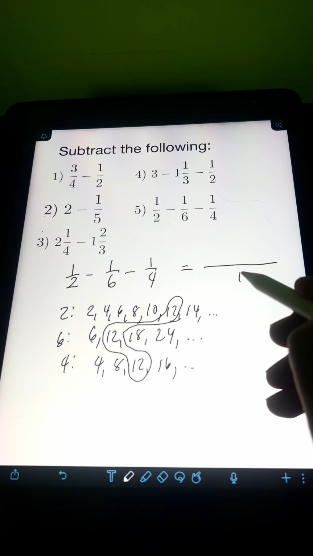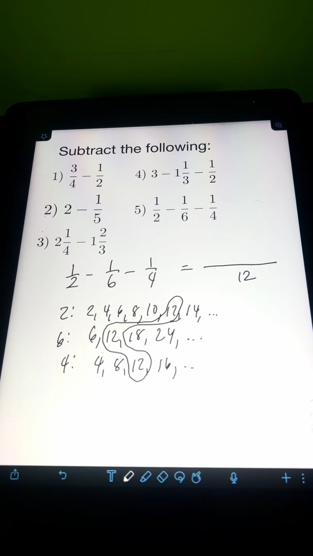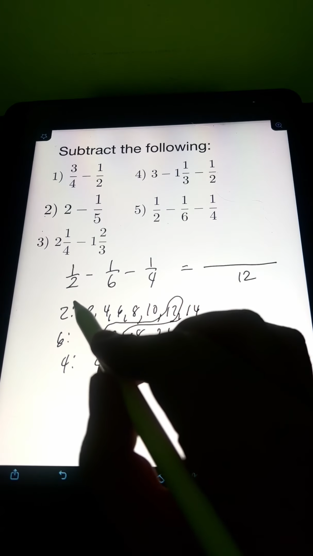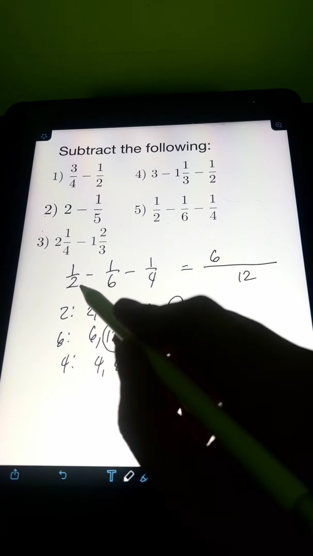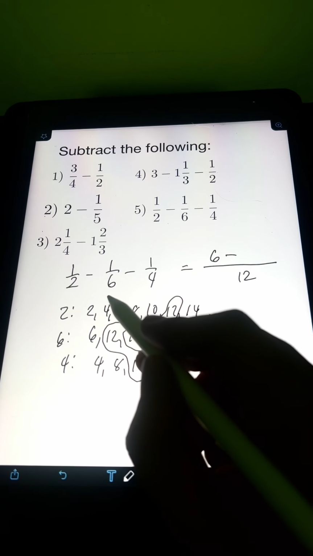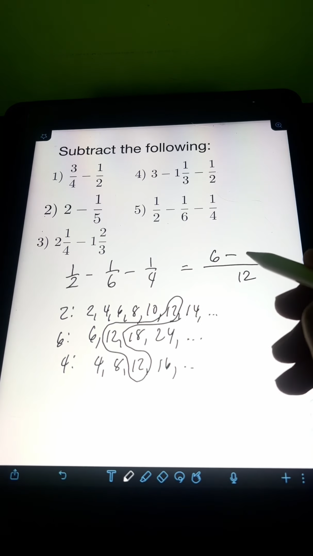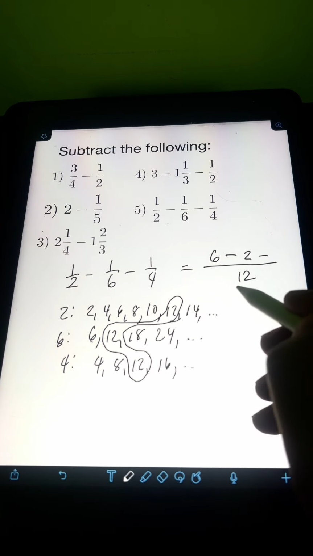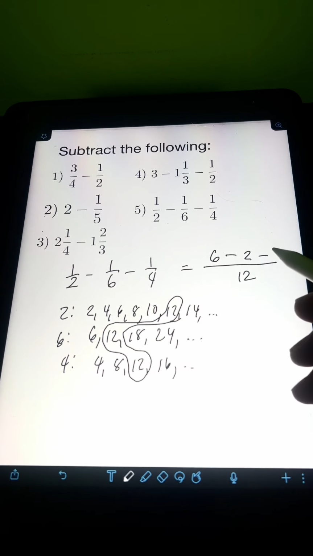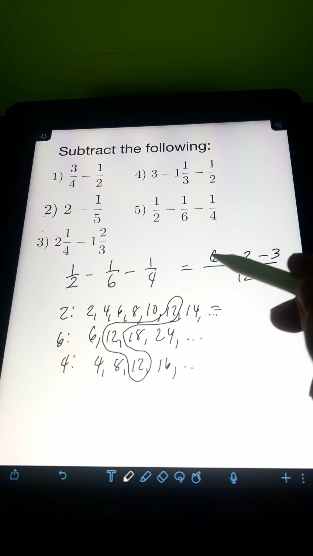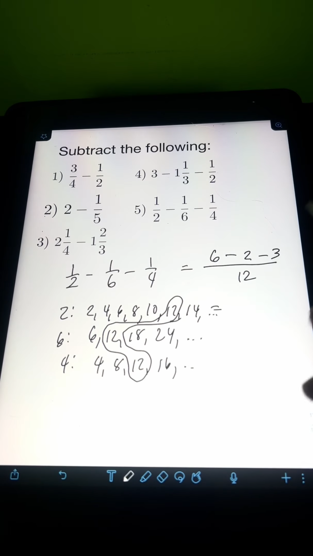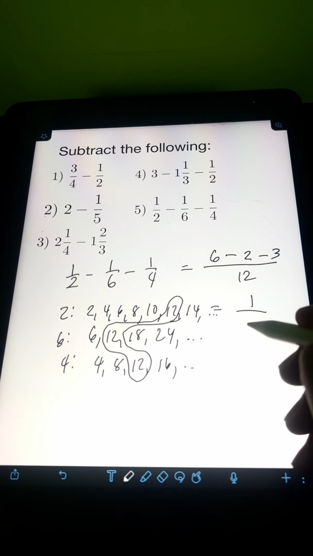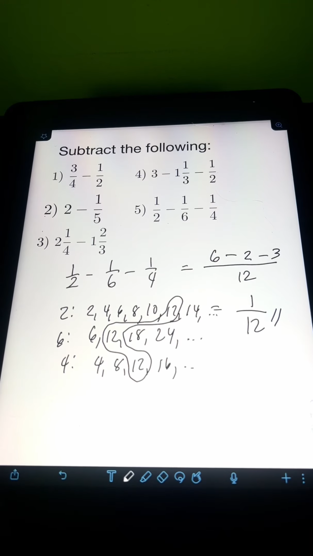So write the new denominator as 12. Then do the same process. 12 divided by 2, it's 6 times 1, 6. Minus 12 divided by 6, it's 2 times 1, 2. Minus 12 divided by 4, it's 3 times 1, 3. Then subtract 6 minus 2, that's 4, minus 3, 1. So we have 1 over 12 as the final answer.